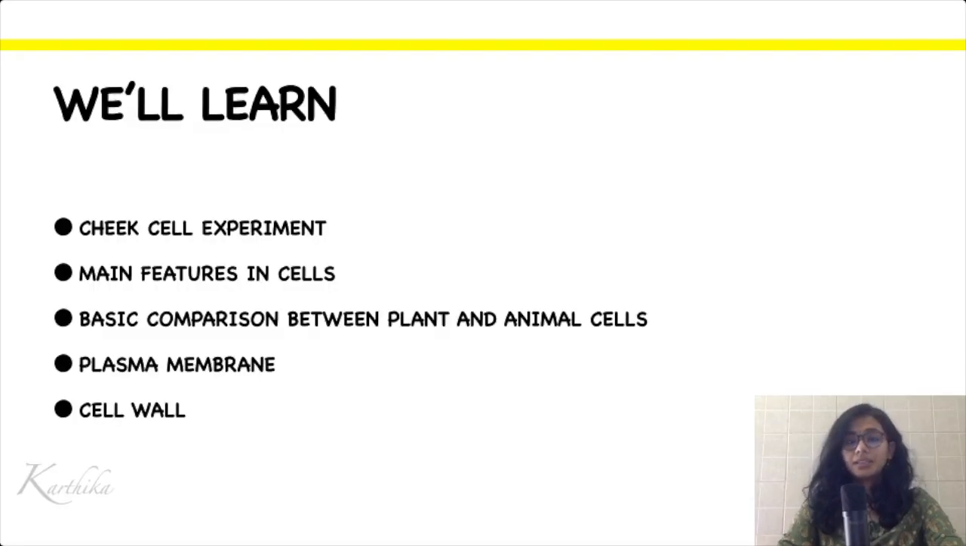So in this lesson, we'll be looking at the cheek cell experiment, another classic experiment. Then we'll learn about the main features in a cell and do a basic comparison between plant and animal cells at a very basic level. We'll go deeper as the lesson progresses, but in this particular lesson, we'll do a basic comparison between plant and animal cells. Then particularly, we will specifically learn about the plasma membrane and the cell wall. So we're going a little deeper into the cell.